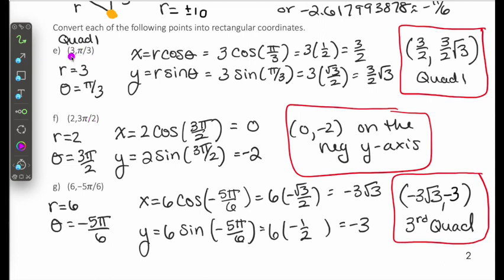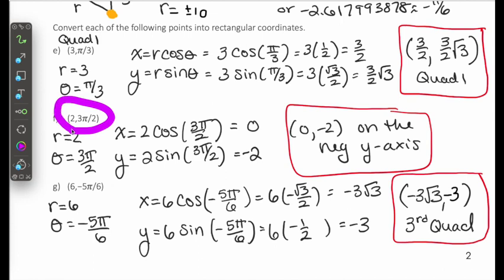So for this example, we have an r of 3 and an angle of pi over 3. That's in the first quadrant. So I'm going to use the fact that I know that x is r cosine theta and y is r sine theta. And I'm going to plug in my r's and my thetas, and I'm going to get that x is 3/2 and that y is 1/2 square root of 3.